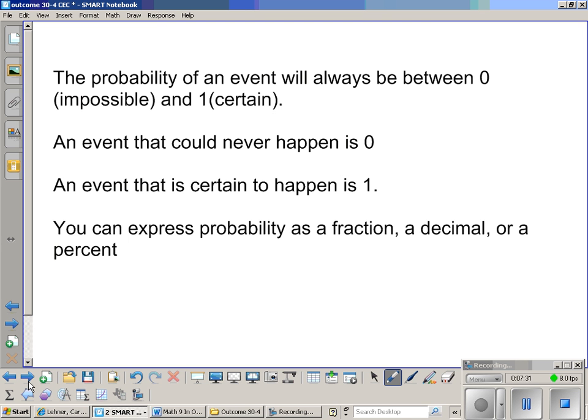The probability of an event will always be between 0, which is impossible, and 1, which is certain. So you're not going to have a probability greater than 1 or less than 0. An event that could never happen is 0, so that's impossible. And an event that is certain to happen is 1, so it's absolutely going to occur. You can express probability as a fraction, a decimal, or a percent.